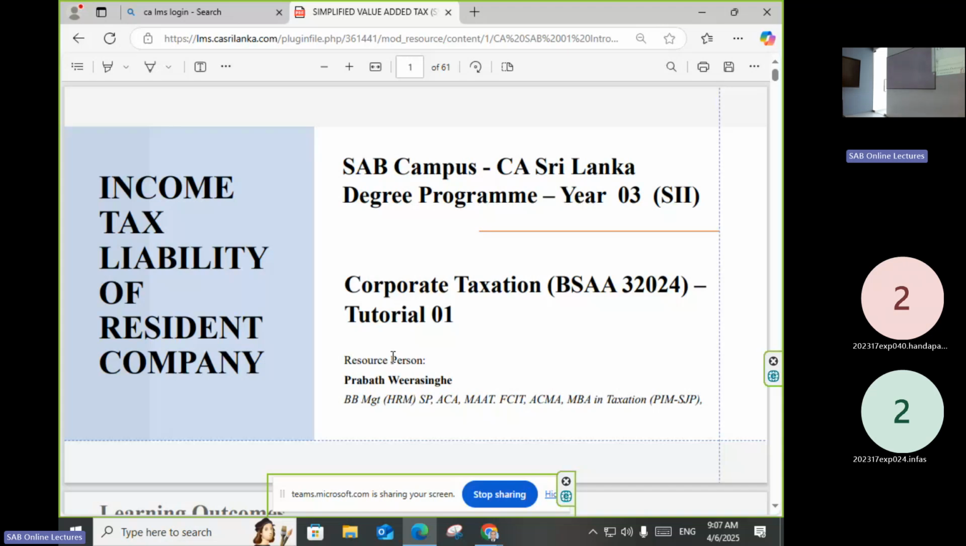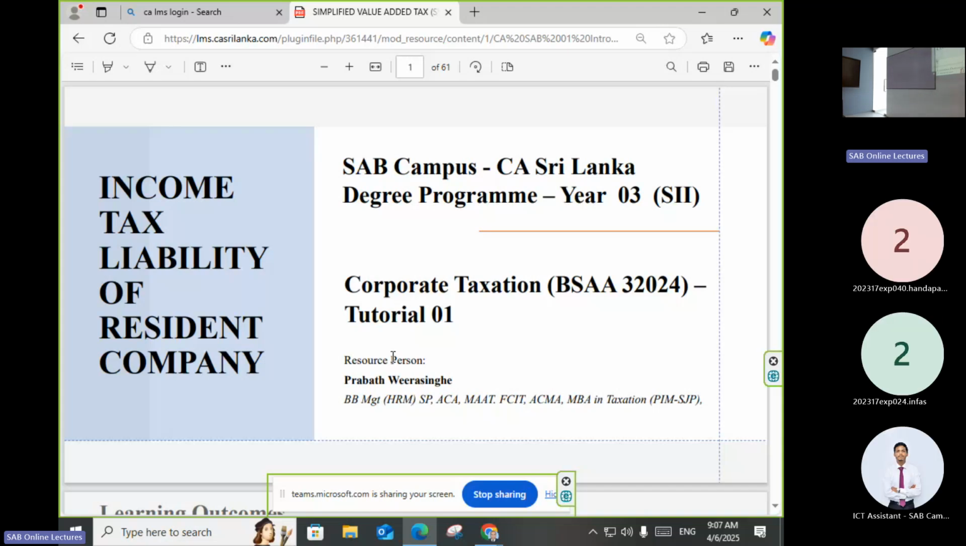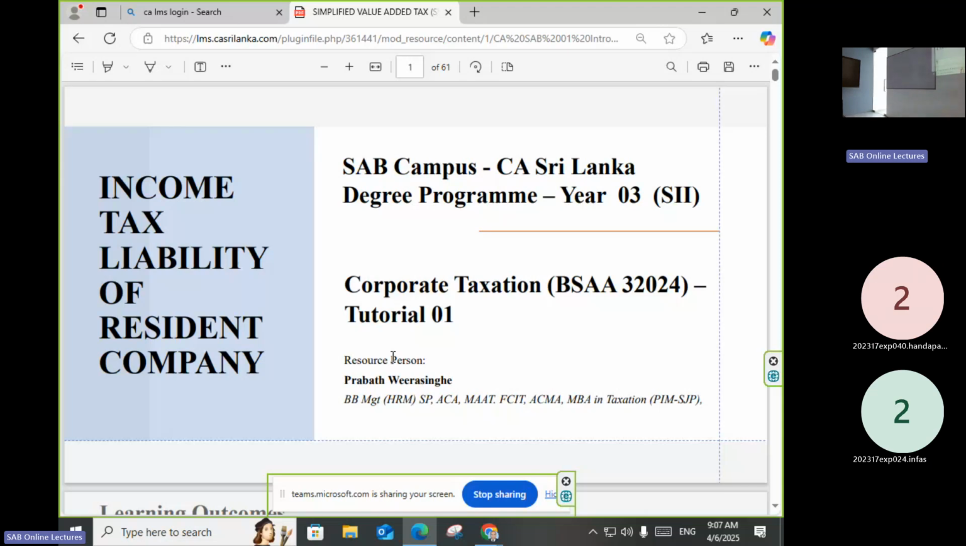The paper is 100 marks and has two parts. The first part is corporate taxation computation related to the income tax liability of a resident company. The second question of part one could be on indirect tax or non-resident tax liability. There are four questions in part two, out of which you can elect three questions. So the subject is corporate taxation, and first we try to understand the tax liability of the resident company.